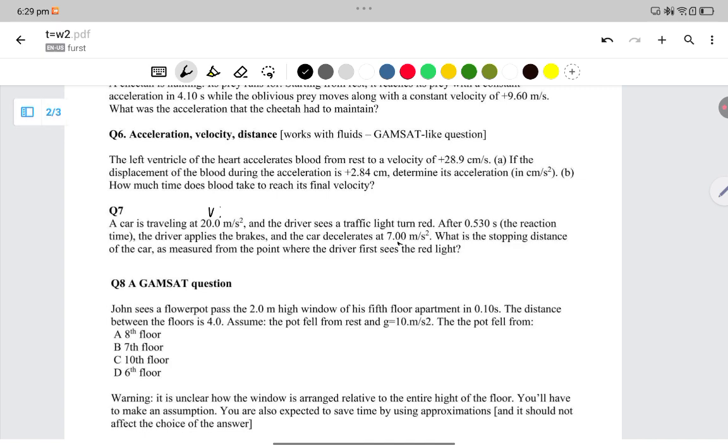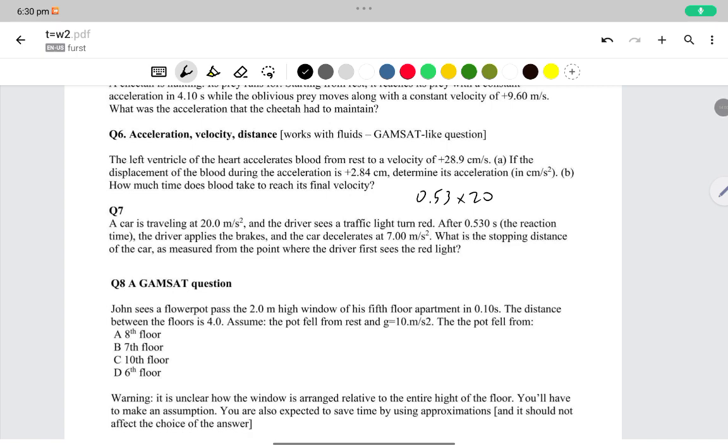Do we have anything else? We have the final velocity. The final velocity is 0. That's when he stopped at the red light. First, let's calculate the distance before the reaction time. So how far did he travel in the reaction time before he pressed the brakes? He traveled 0.53 times 20, right? So he traveled at 20 meters a second for half a second. Okay? So that's the first part.